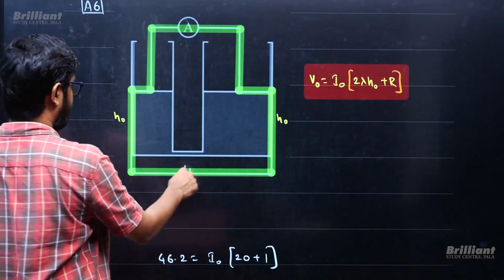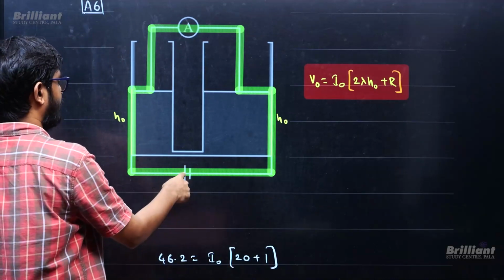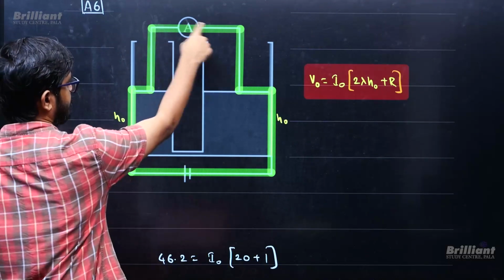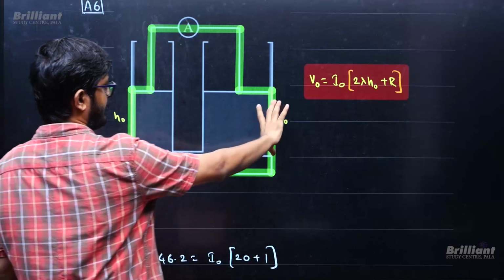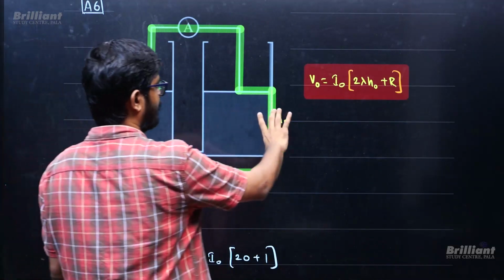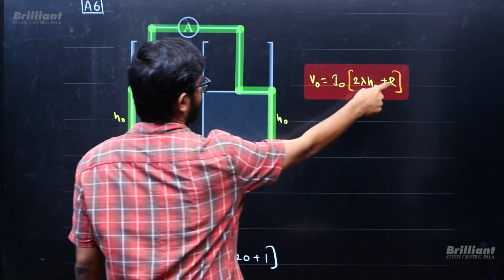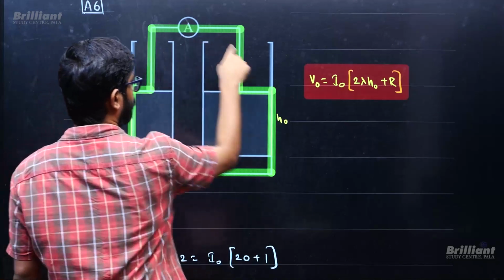So initially the current is going to flow like this. That's the idea. So V equals I into total resistance. This height is H0, this height is H0. Let me say resistance per unit length is lambda. So this resistance is lambda H0. The total resistance is 2 lambda H0, and this resistance is R. So V equals I into R.